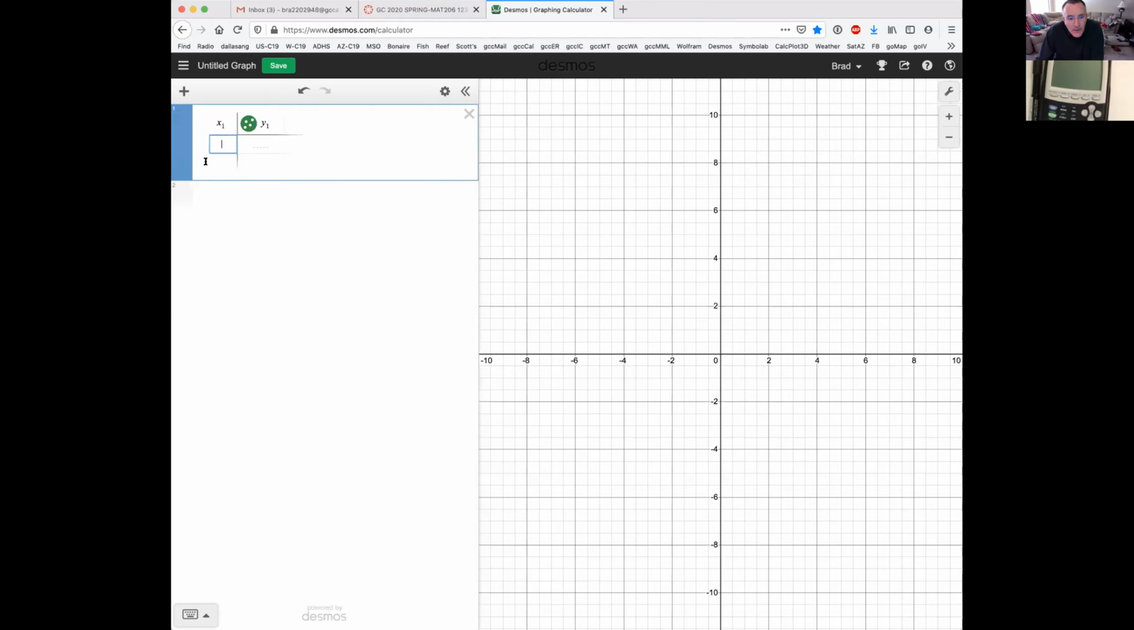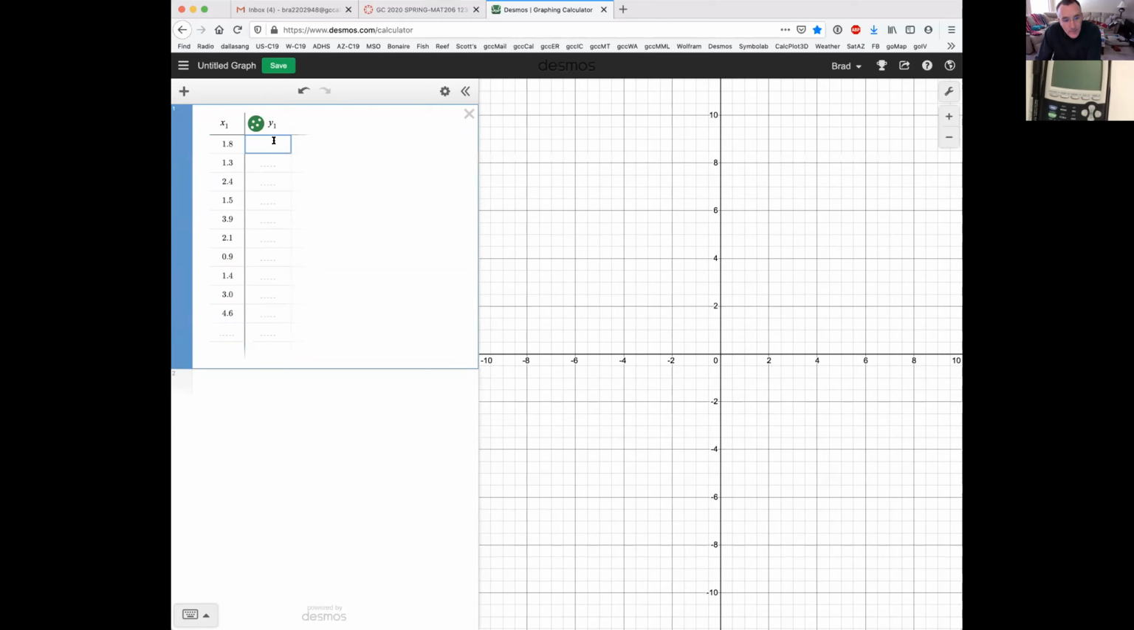Make a table. Once you got a table, put in your values. There's no fast way to do this. You have to type them. 2.4. If you're using Excel, you can probably cut and paste them. But for Desmos, you're going to have to actually type them in. 0.9, 1.4, 3.0, 4.6. I'm just going to use this data set because it's a little bit shorter.